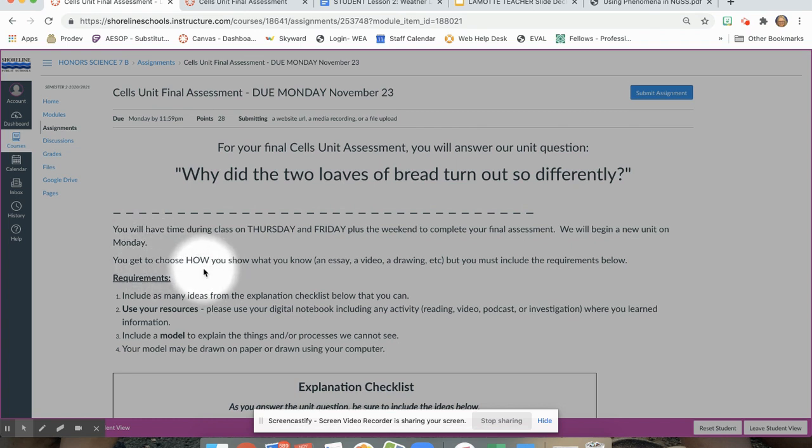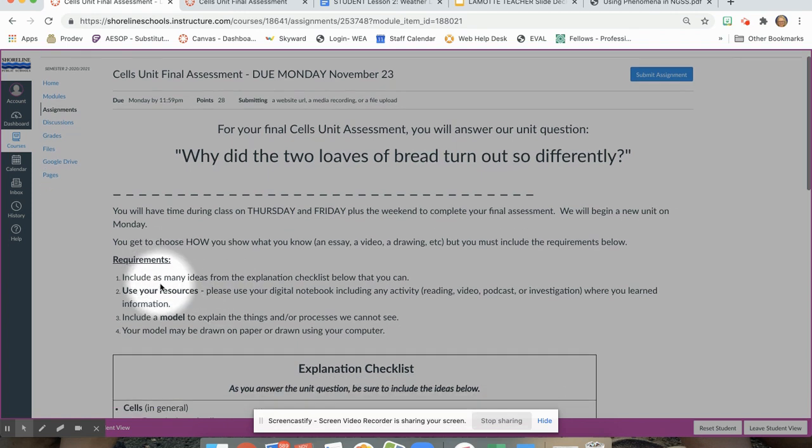You get to choose how you show what you know. So you could write an essay, you could do a model that's got captions, you could do a video recording and show images that you have created. You could do a big drawing like a one pager, a comic, whatever it is that you want to do to demonstrate your knowledge. But you need to include the requirements listed below. So there are four main requirements.